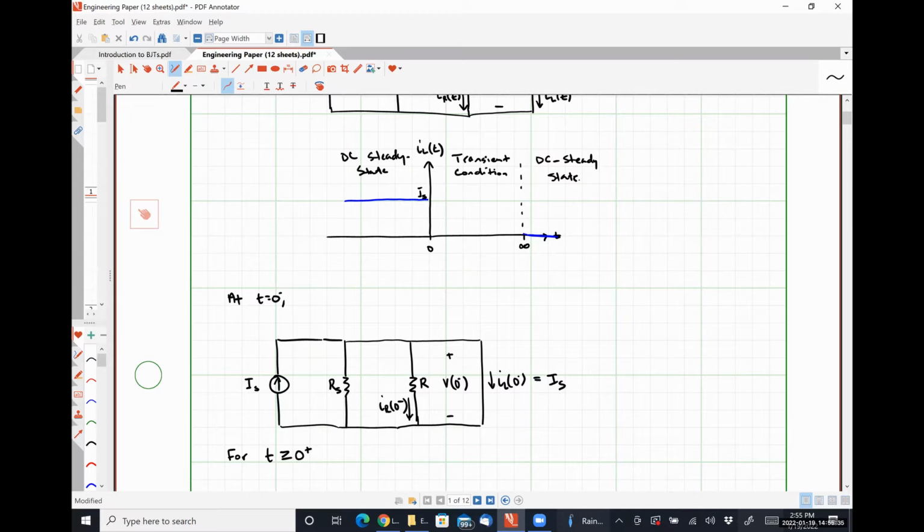So our goal today is to figure out how this circuit behaves between t is equal to 0 plus, the moment the switch changed positions, and t is equal to infinity, where all of our energy has been transferred. Okay? So that's what transient analysis is all about.